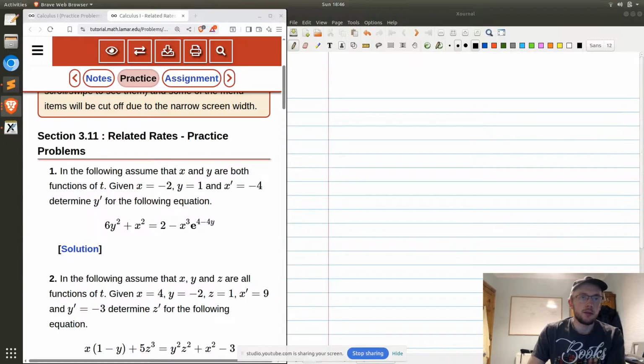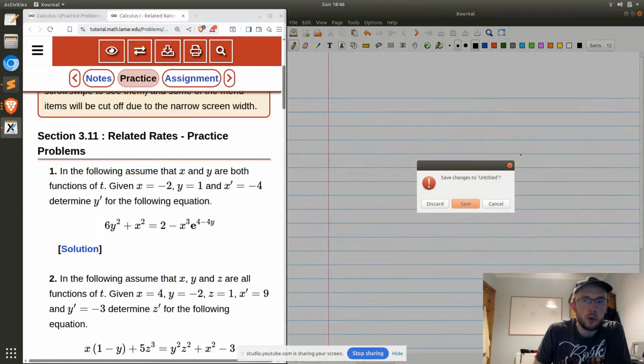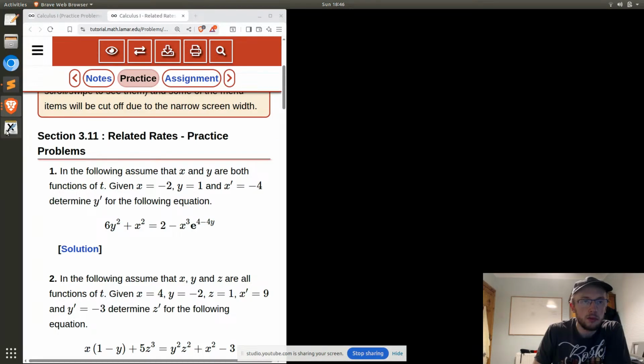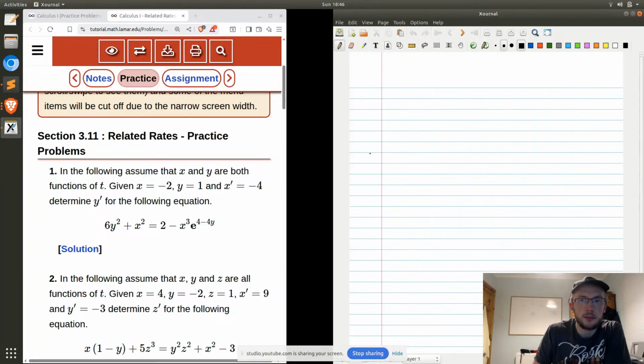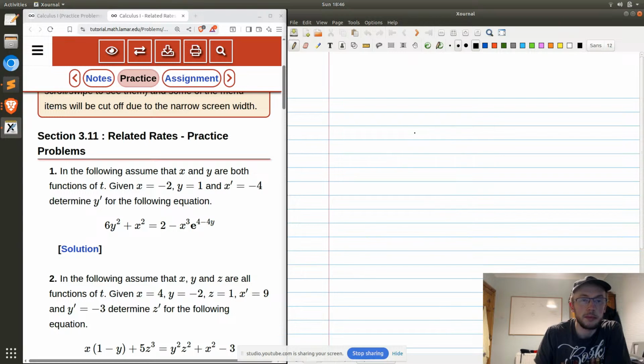Okay, related rates and logarithmic differentiation. Okay, so although I did do some questions in related rates yesterday, because I found it testing, I will repeat my work.